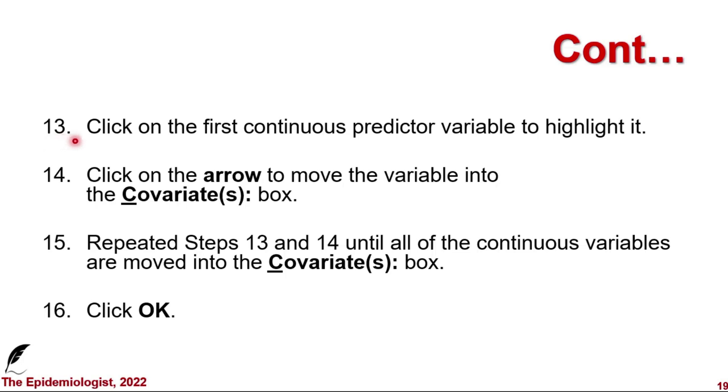Moreover, for continuous variables too, click on the first continuous predictor variable to highlight it, and then click on the arrow to move the variable into the covariate(s) box. Repeat the steps until all continuous variables are moved into the covariate(s) box. Click OK. This is also for multivariable analysis.